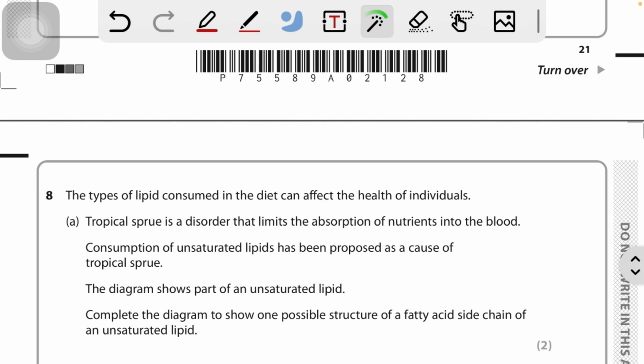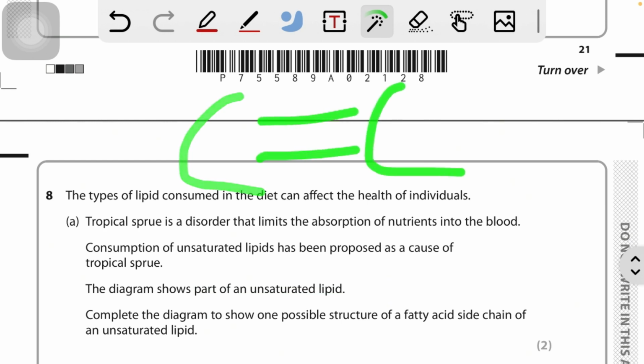Tropical sprue is a disorder that limits the absorption of nutrients in the body. Dangerous. Consumption of unsaturated lipids has been proposed as a cause of tropical sprue. The diagram shows part of an unsaturated lipid. What are unsaturated lipids actually? Unsaturated lipids contain a carbon-carbon double bond. Okay? Just remember, keep that in mind always.